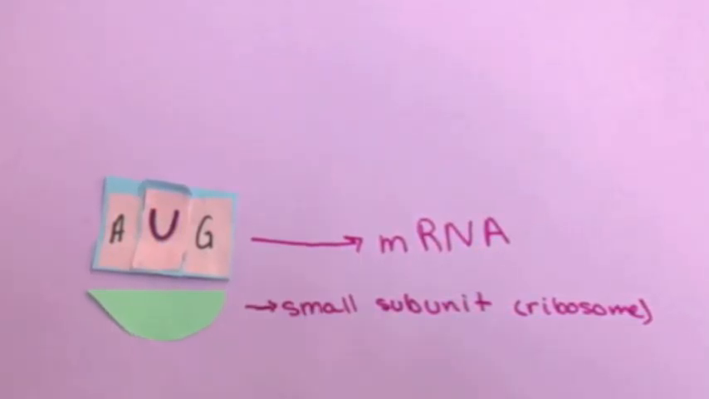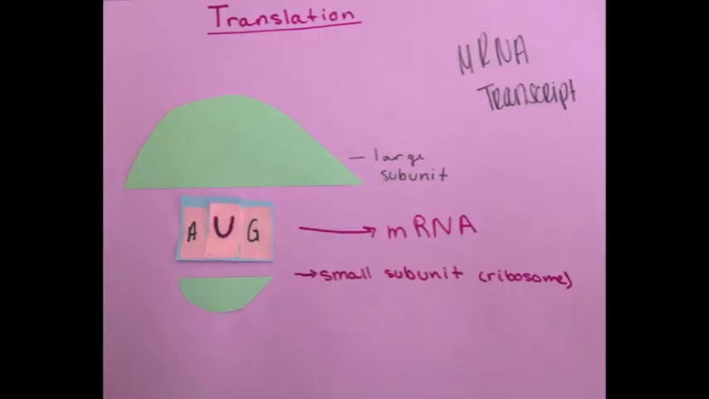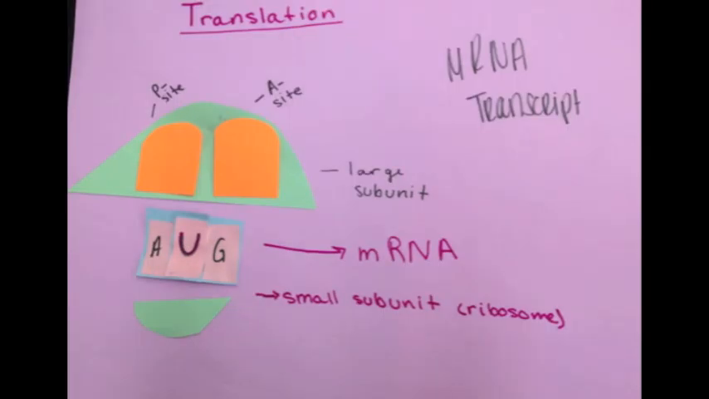This is a small subunit, and it is a binding site for mRNA. Now there is a large subunit, and this is a binding site for two tRNA molecules and the catalytic site for peptide bond formation. The P site for polypeptide holds the tRNA carrying the growing polypeptide. The A site for amino acid holds the tRNA carrying the next amino acid to be added to the chain.